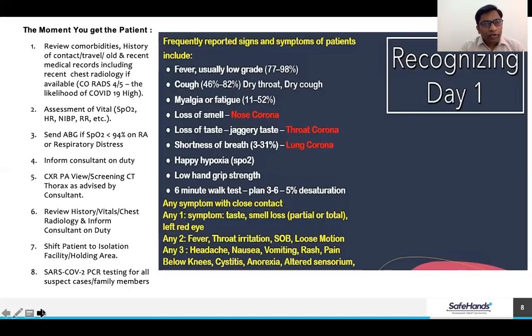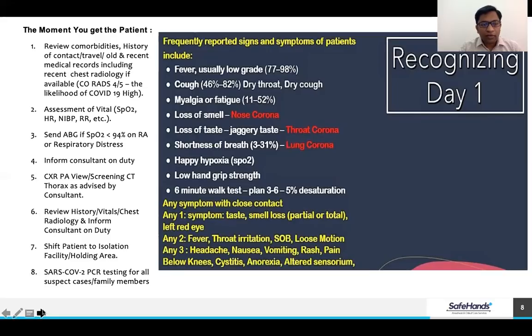So review the comorbidities, history of contact, travel, old and recent medical records, including recent chest radiograph, any available CO-RADS; if 4 out of 5, the likelihood of COVID-19 is high. These things have to be checked on arrival. Assessment of vitals: saturation (SpO2), heart rate, NIBP, respiratory rate, all these things have to be done. Send ABG if saturation, that is SpO2, is less than 94% on room air, or the patient is in respiratory distress. Better, immediate results will be there.